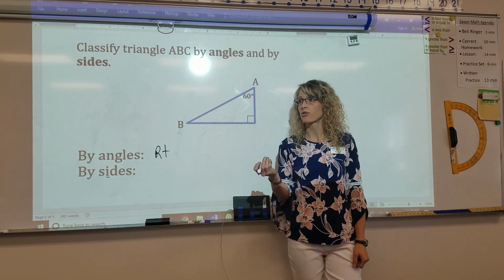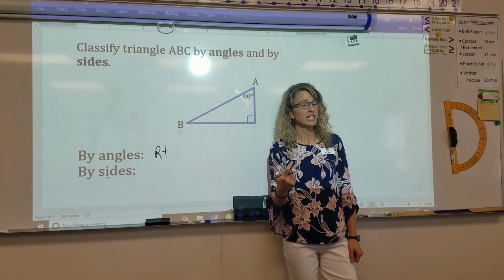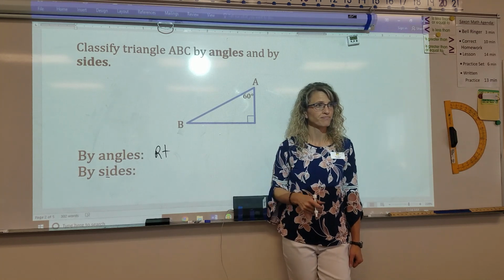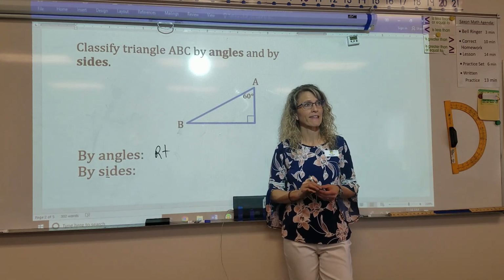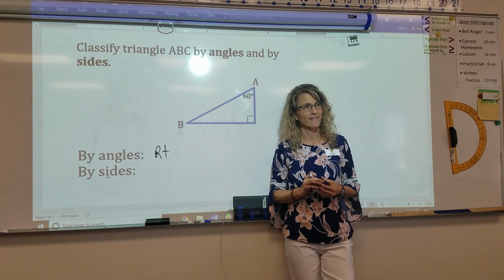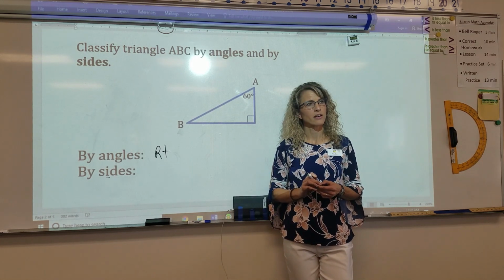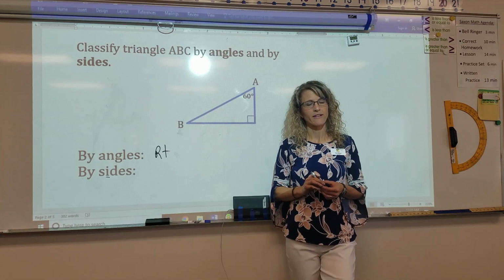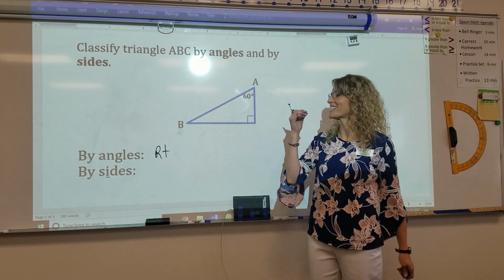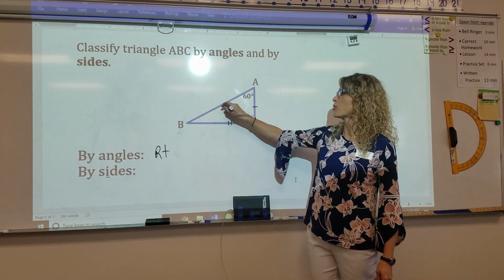Okay, by sides, your choices are equilateral, isosceles, scalene. What would we call it? Give it, John. We call that a right triangle. No, isosceles, scalene, that would be a scalene. What is it, class? Get ready? Scalene, because I've got a short one, a medium one, and a long one.